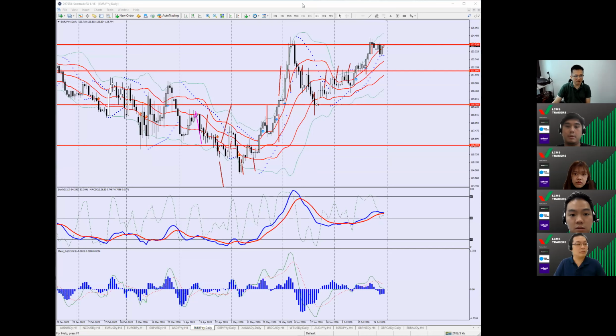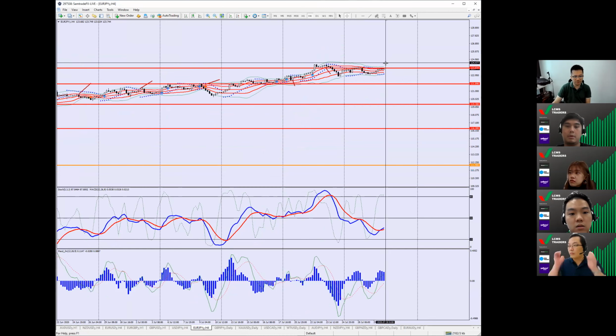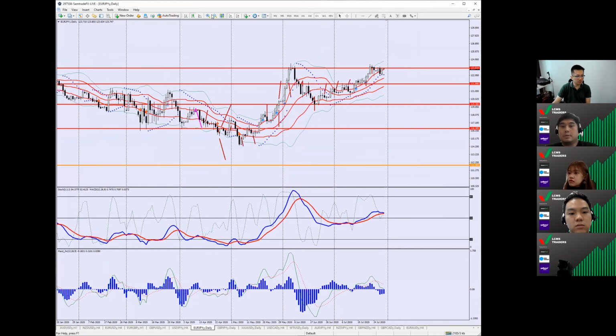But if it breaks upwards above the 124.40 level, we could see a stop loss there to a take profit. Let me see, take profit level.